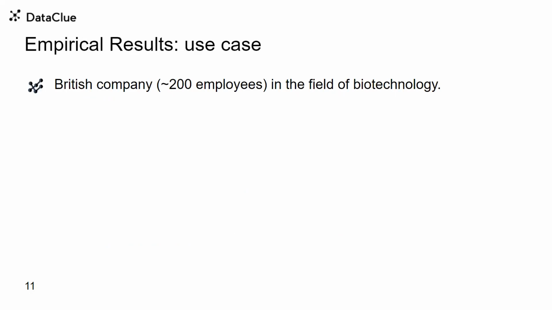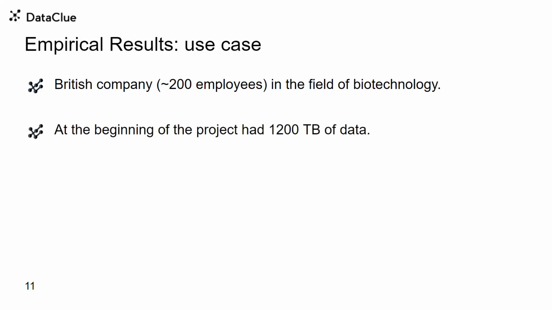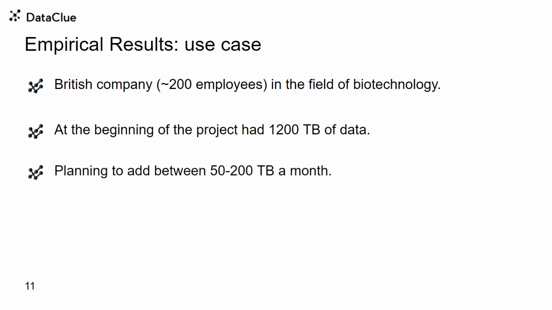So imagine a British company, a small-medium one, around 200 employees. It's in the field of biotechnology, not really important, but nice to say. At the beginning of the project, they had 1.2 thousand terabytes of data, and they're planning to add between 50 to 200 terabytes of data a month. These numbers are a rough approximation of the previous one-year history of how much data they added, and the continuous growth of the company.